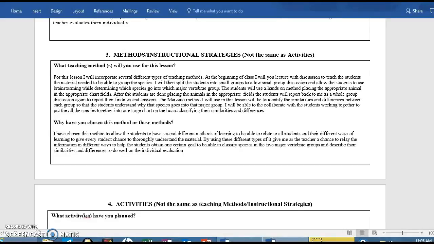Why I have chosen these methods. I've chosen these methods to allow the students to have several different methods of learning, to be able to relate to all students and their different ways of learning, to give each student the chance to thoroughly understand the material. By using these different types of methods, it gives me, as a teacher, a chance to relate information in different ways to help obtain a certain goal, to be able to classify the species in 5 major vertebrate groups, and to describe their similarities and differences, to do well on the individual evaluation at the end of the lesson.